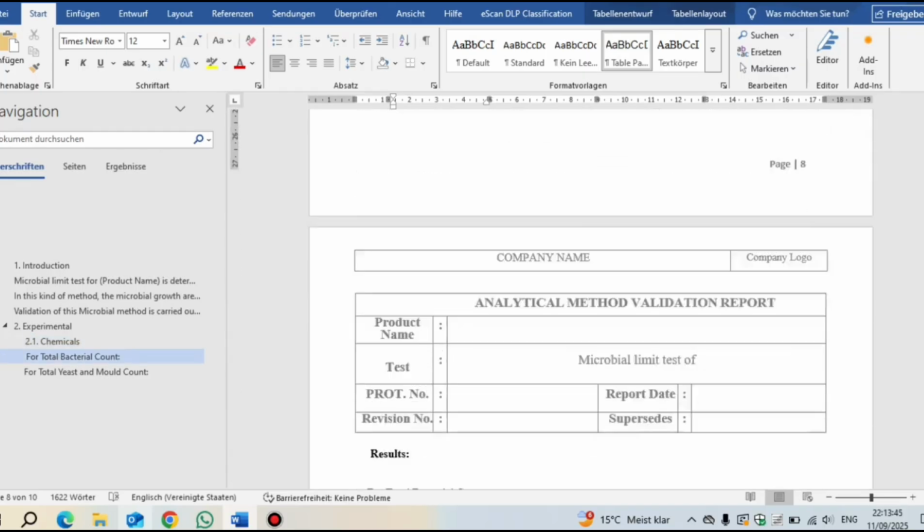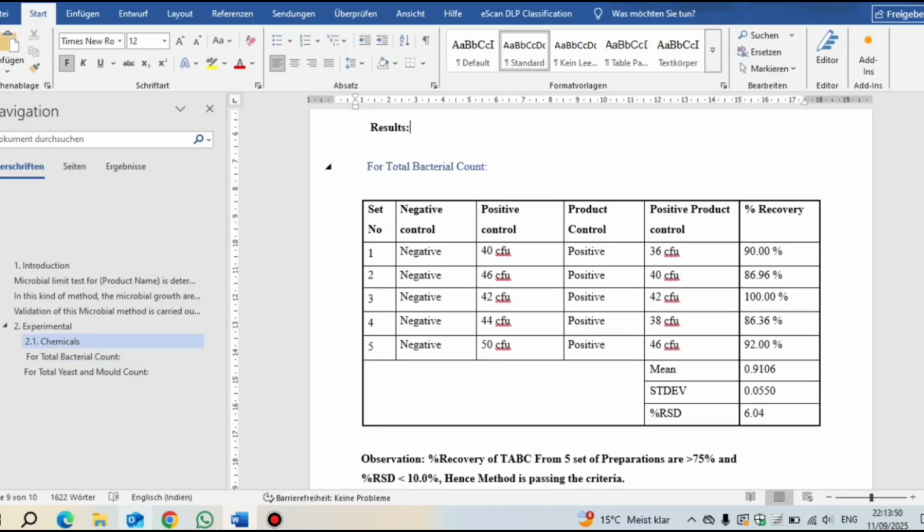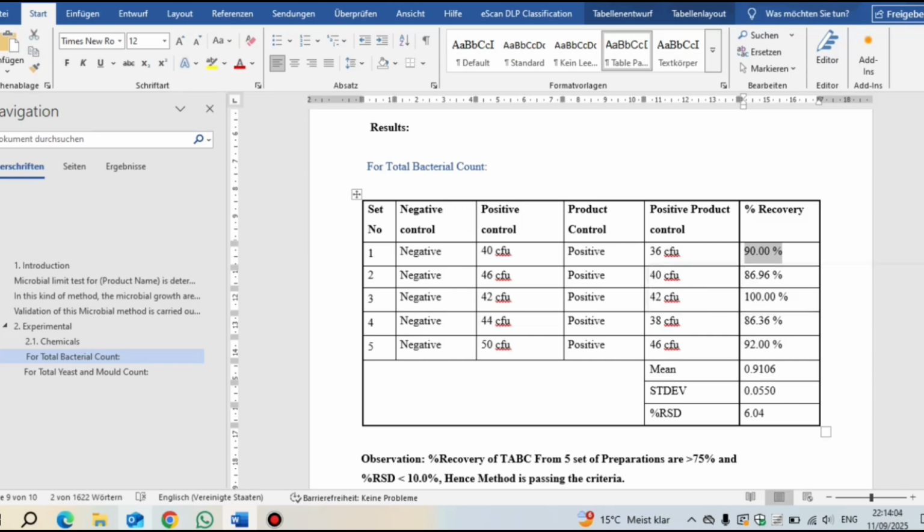So here is the result, the total bacterial count. As I mentioned, in negative control there is a negative result. In positive control I mentioned, randomly, 40, 46, 42, 44 and 50 CFU counts. Then product control is compulsory positive. In positive product control we mentioned here 36, 40, 42, 38 and 56, and the percentage recovery is 90, 86%, 100%. Now you want to know how you can find this percentage recovery.